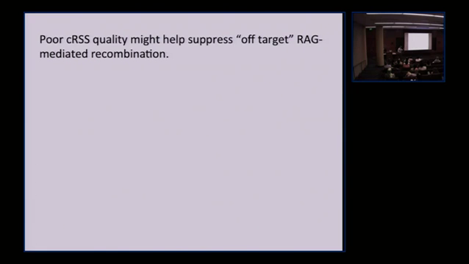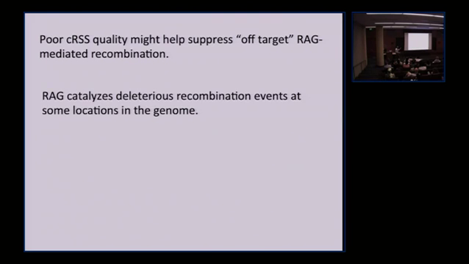So, a sort of intermediate stopping point here in terms of conclusions, and I'll wrap up pretty quickly now. One of the things that is clear from the analysis of the RAG and the ETS locus is that poor RSS quality might help to suppress the off-target effects of RAG. Nonetheless, RAG catalyzes deleterious recombination events at some places in the genome, like Notch and BCL11B.